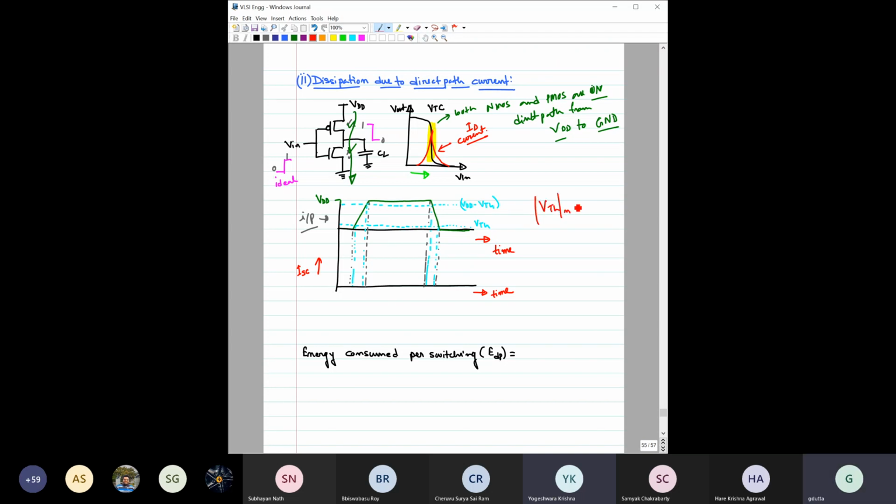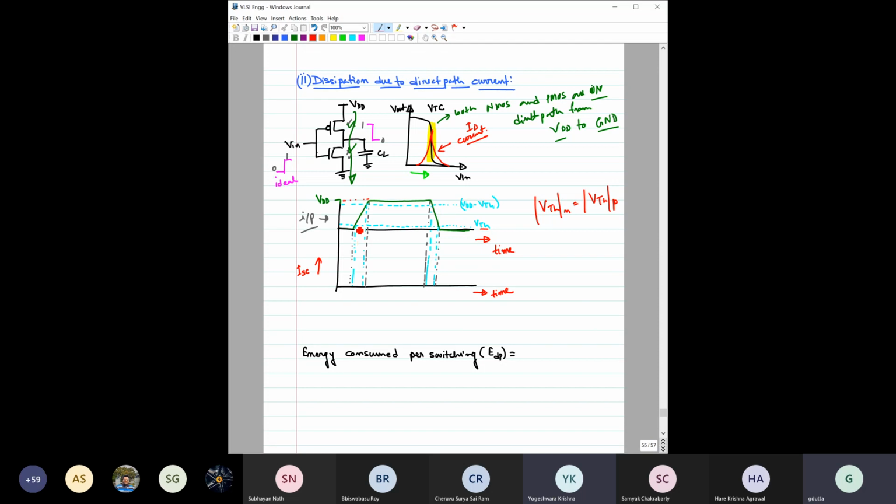Say Vt of the NMOS and Vth of this PMOS are the same in magnitude. Okay, then what will happen? I am saying this is the Vt level. This is the VDD minus Vt level, because this is VDD, so this is one threshold voltage below, so it is the VDD minus VTH level, right?